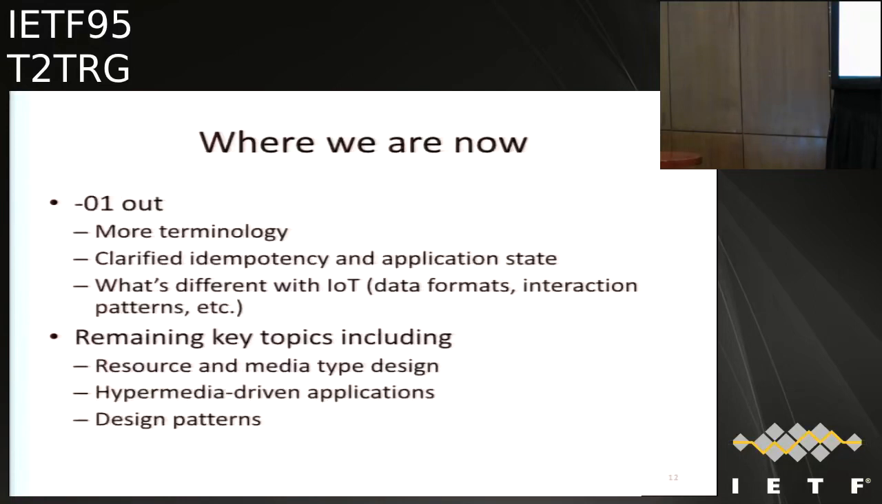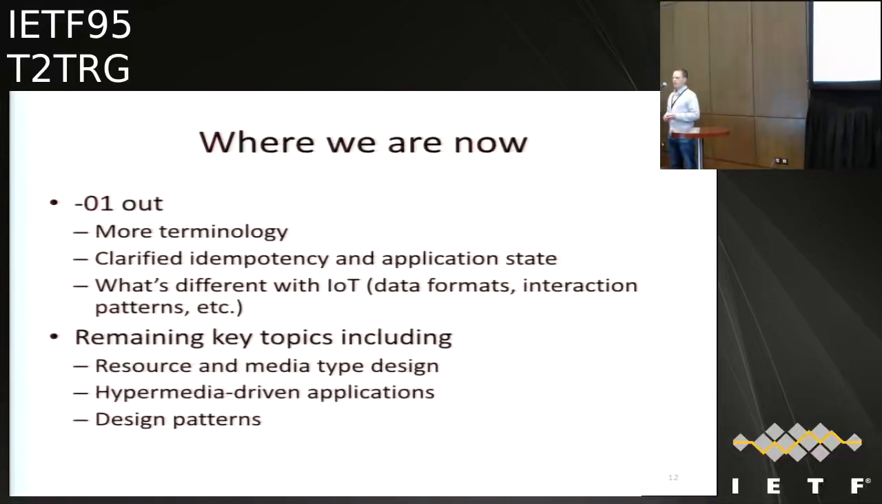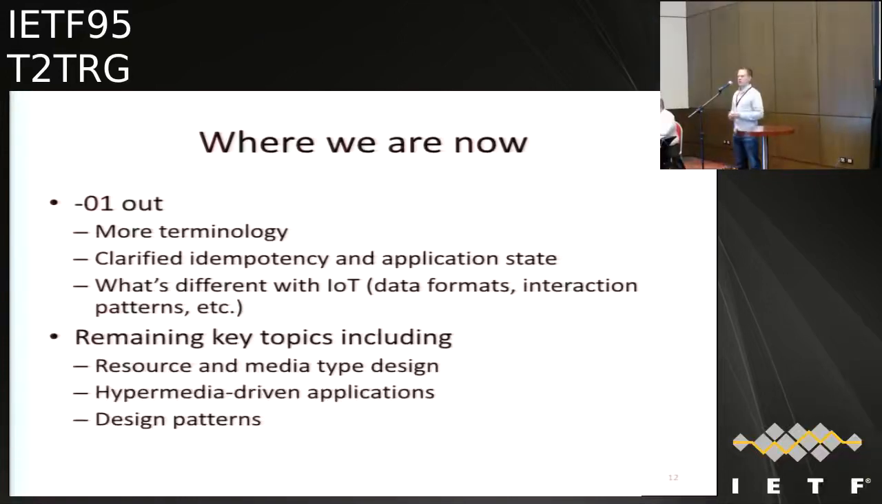So where are we now? We have the second version out about a month ago now. We got a lot of feedback on the previous version. It was presented, for example, in the Web of Things group, it was presented in the T2TRG group, and also shared with some other organizations. So we added quite a bit more terminology, because some terms were still missing and some were maybe not that clear. And in particular, two issues around idempotency and application state that seemed to be confusing were clarified in the draft.